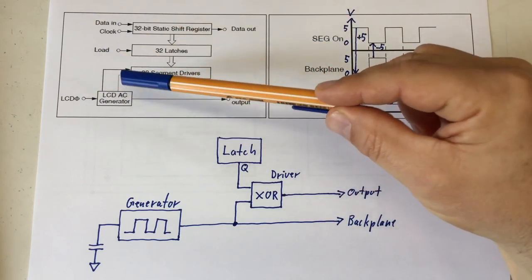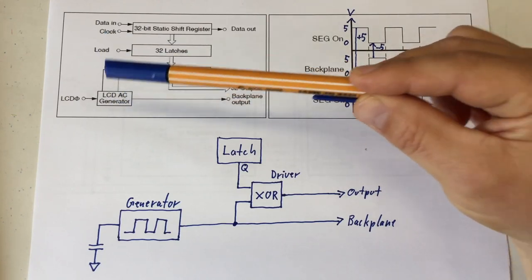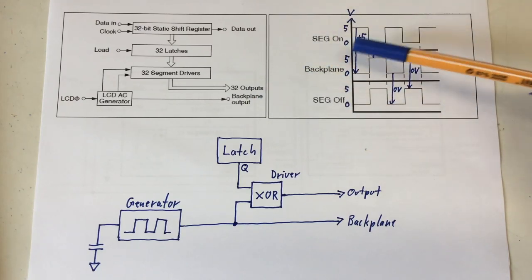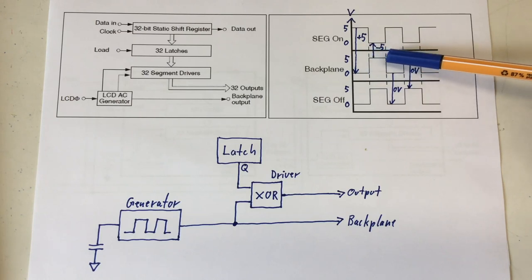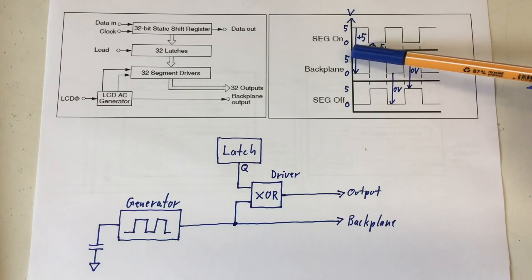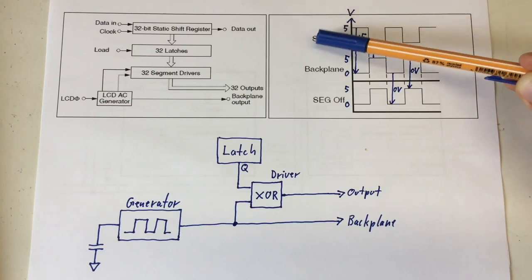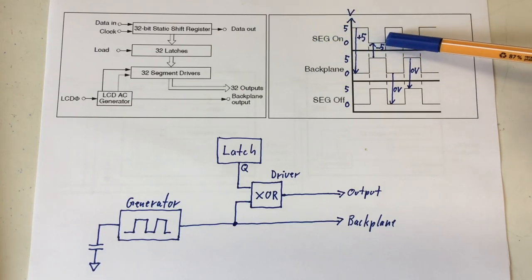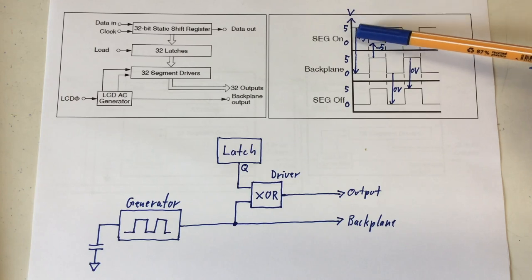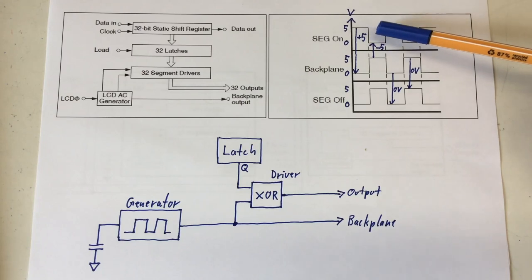And second, I promised to talk about that LCD AC generator, which does not really generate AC. If you look at that other graphic here from the datasheet, you see that the backplane is simply oscillating between 0 and supply voltage, in my case 5 volts. For an on segment, it also oscillates between 0 and 5 volts, but exactly reversed, or 180 degrees phase shift.